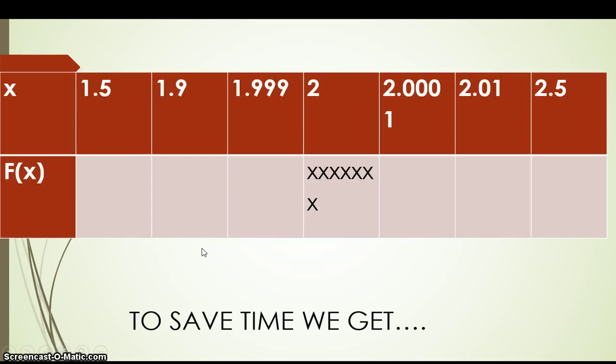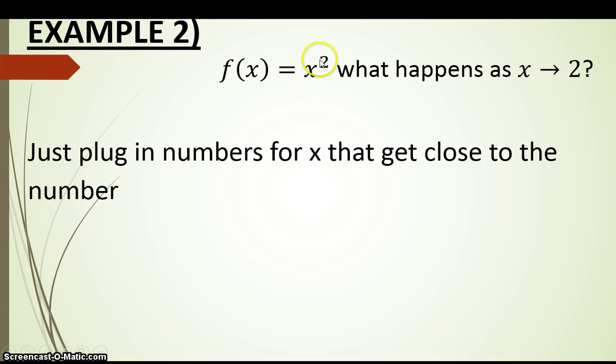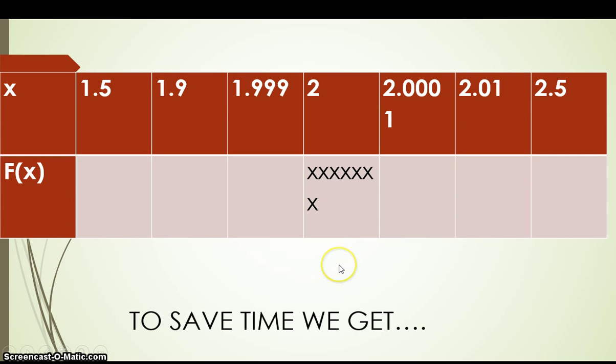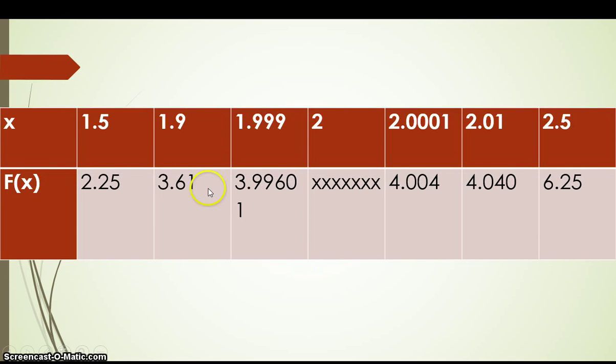To save time, I'm going to plug these all in for you. Remember, we're plugging the numbers into x squared. So I'm doing 1.5 squared, 1.9 squared, 1.999 squared, 2.5 squared, 2.01 squared, 2.0001 squared. I'm plugging that value in and getting an answer. When I plug in 1.5, I get 2.25. When I plug in 1.9, I get 3.61, and when I plug in 1.999, I get 3.996.